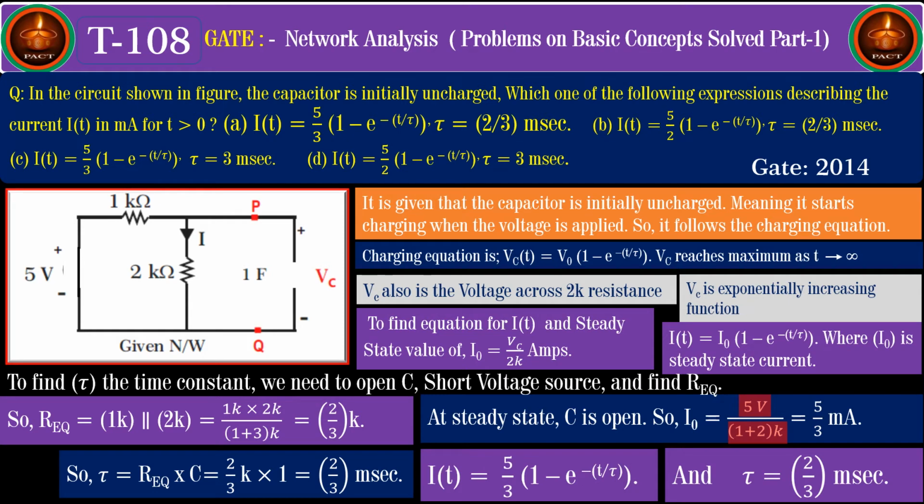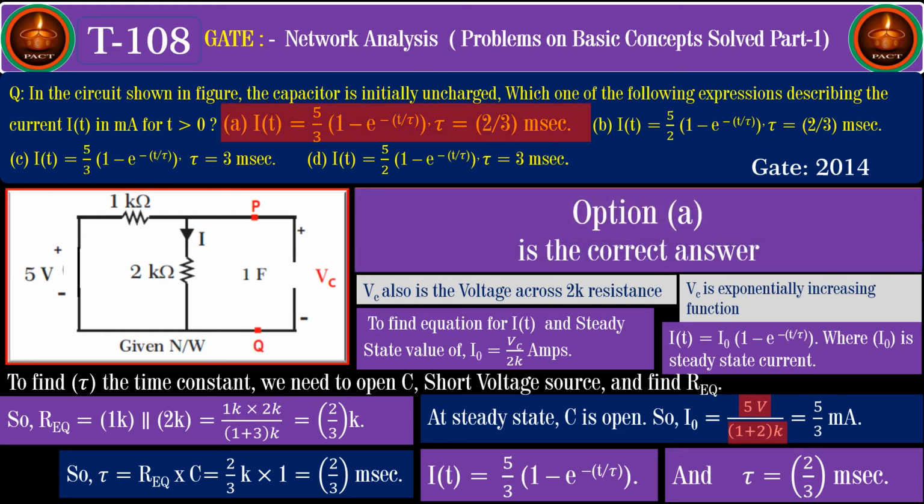So we found out I of t is equal to 5 divided by 3 into bracket 1 minus e to the power of minus t by tau, and tau is equal to 2 divided by 3 milliseconds. And if you observe the options given, we find that option A is the correct answer.